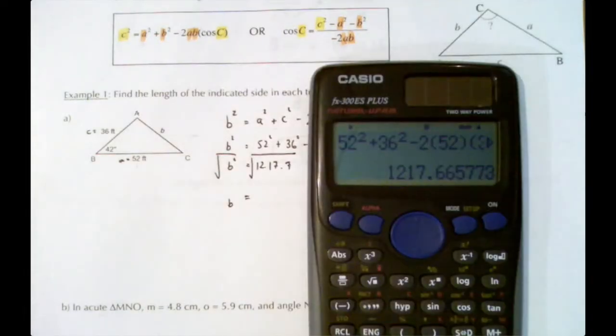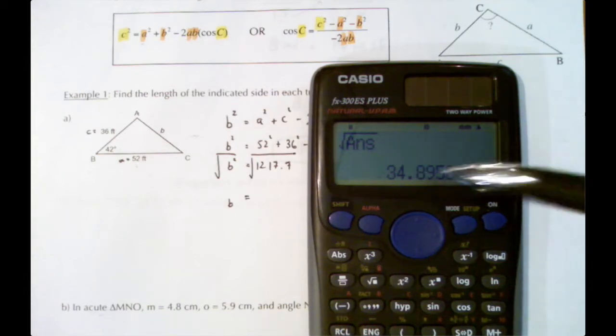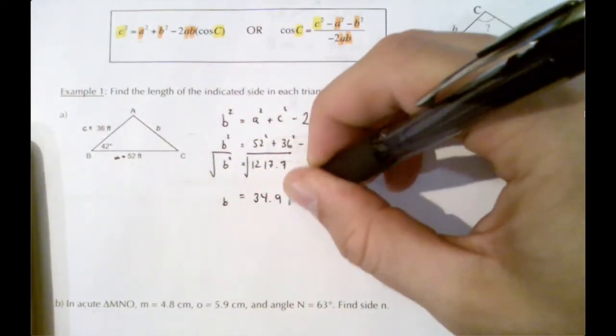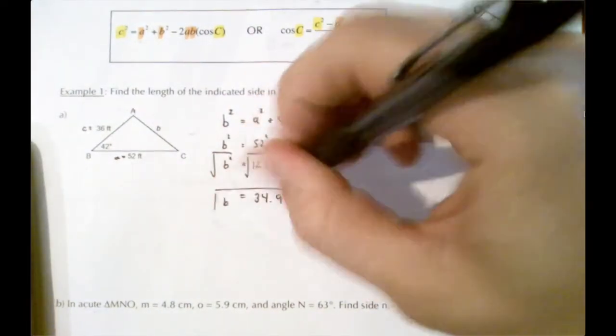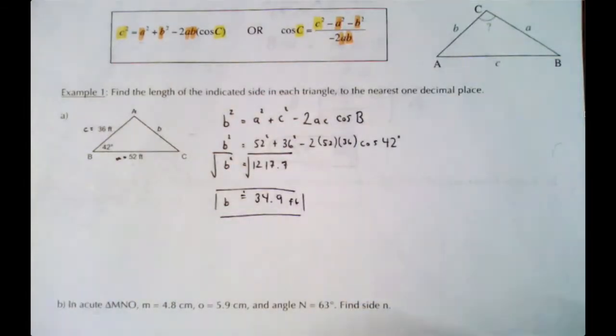So I've still got my answer in my calculator here. I'm just going to hit the square root button and then my answer button. And I come up with 34.89. It wants one decimal place, so we got 34.9. And we're working in feet, so 34.9 feet. And we rounded, so approximate. And there is the cosine law.